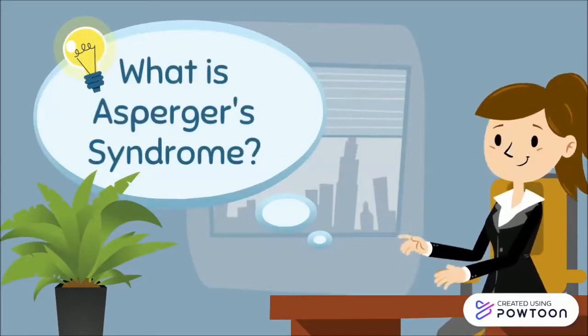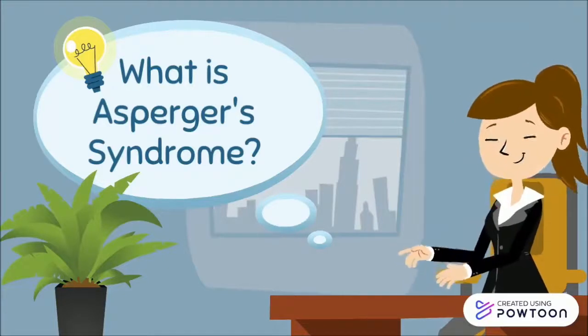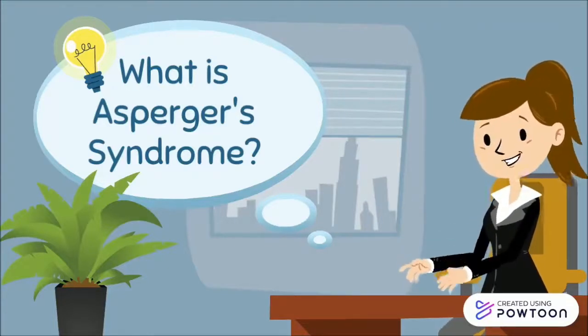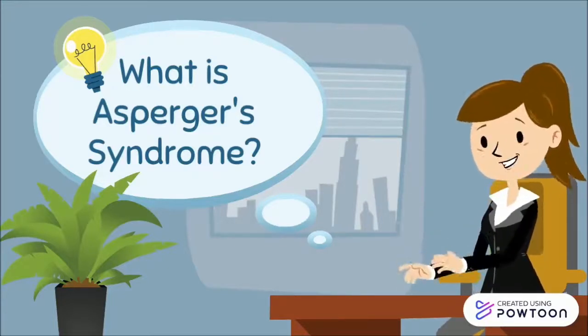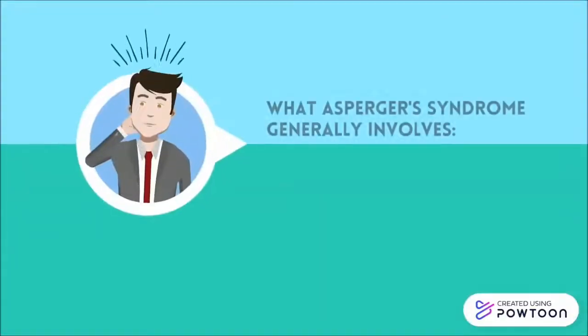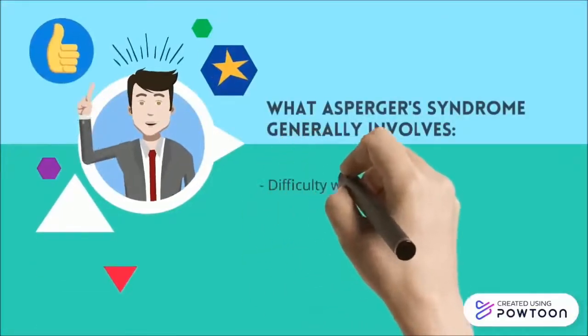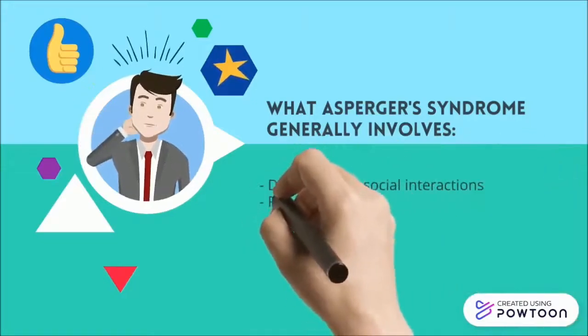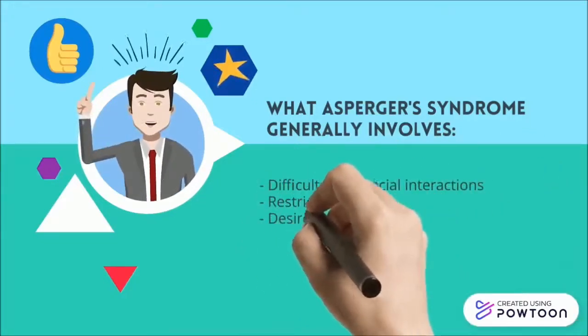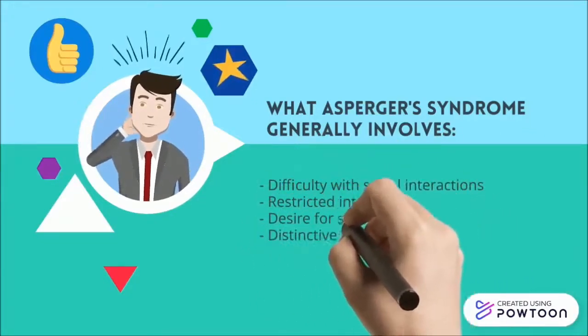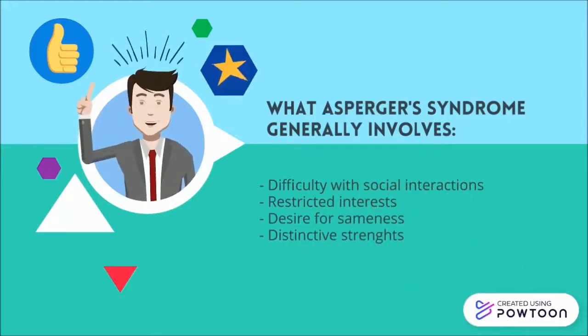Asperger's syndrome is a neurodevelopmental disorder characterized by significant difficulties in social interaction and nonverbal communication, along with restricted and repetitive patterns of behavior and interests. Asperger's syndrome generally involves difficulty with social interactions, restricted interests, desire for sameness, and distinctive strengths.